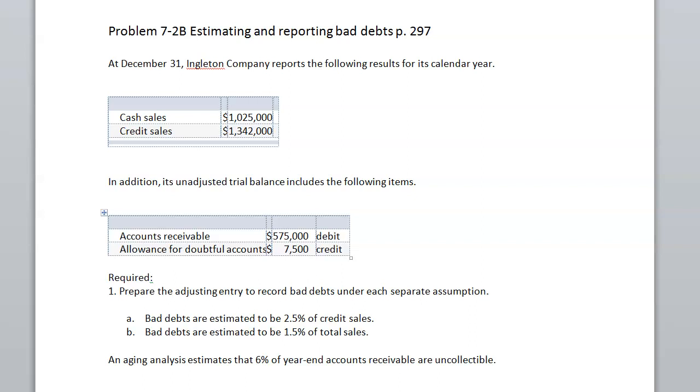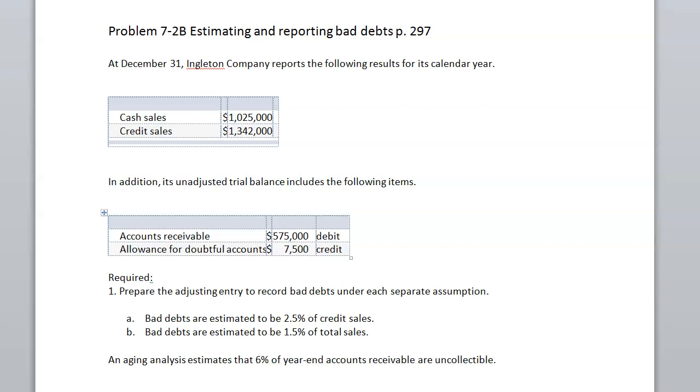Hi, we're going to work problem 7-2B, estimating and reporting bad debts. At December 31st, Ingleton Company reports the following results for its calendar year. So it gives us cash sales and it gives us credit sales. Now keep in mind that cash sales have already been received. In addition, its unadjusted trial balance includes the following items: accounts receivable, $575,000 debit balance, allowance for doubtful accounts, $7,500 credit balance. So we are to prepare the adjusting journal entries to record bad debts under each separate assumption.